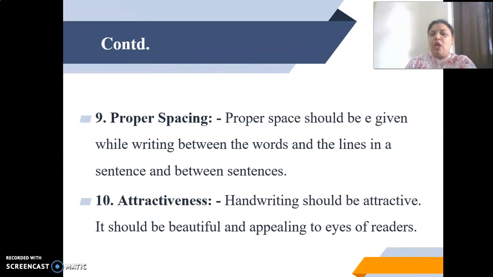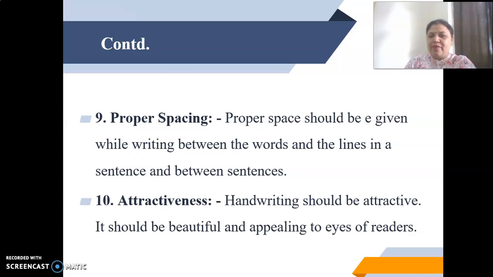Proper spacing. Proper space should be given while writing between the words, the lines in a sentence, and between sentences. Suppose we are typing on a computer in Word, it always follows equal spacing like 1 or 1.5. In the same manner, if we are using copies for writing, they have equal spacing between lines. So while writing, we need to put distance between two words, or between the letters in a word, or between the sentences in a proper way, and that should be the same or uniform.